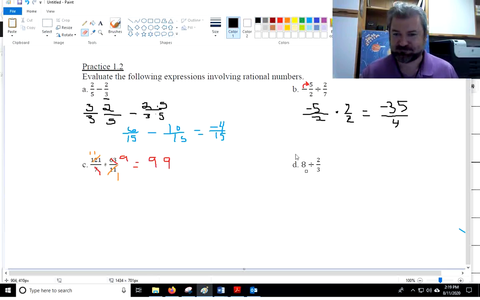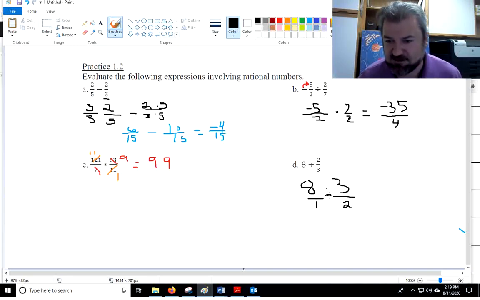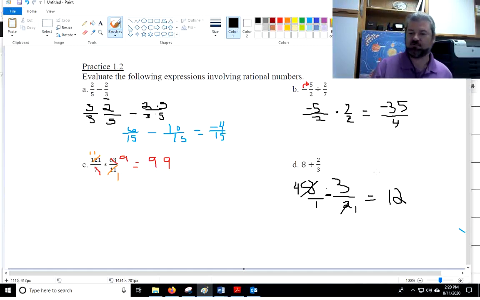All right. 8 divided by 2/3. Keep the first the same, change the second, and I'll go ahead and put the over 1 here. See, it's okay to put over 1 to help you do your work. Just don't leave the answer that way. I'll reduce the 8 by 2, and I get 4 times 3 is 12, over 1. Just take a second here, make sure that that feels good to you. 8 divided by 2/3 is 12.